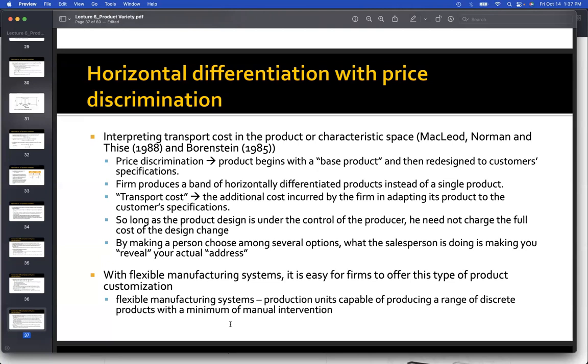So long as the product design is under the control of the producer, he need not charge the full cost of the design change. By making a person choose among several options, what the salesperson is doing is making you reveal your actual address. Okay, so once I know where you are, then I can basically offer you a package such that I get all of your surplus, and I can absorb whatever transportation costs it needs to match your exact specifications. With flexible manufacturing systems, it's easy for firms to offer this type of product customization.